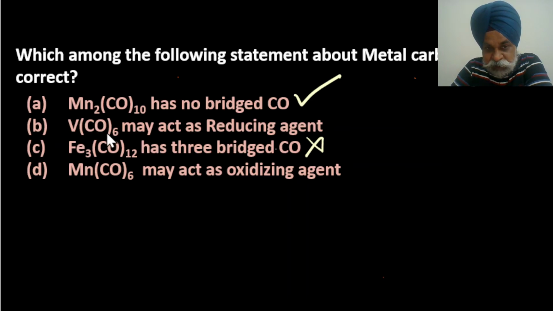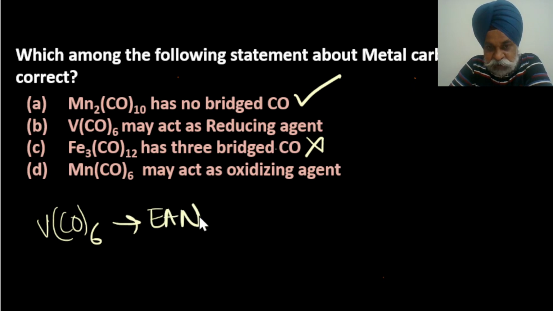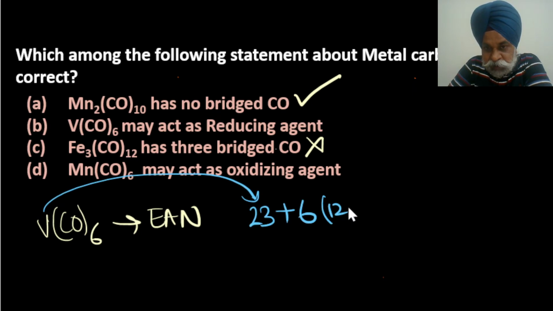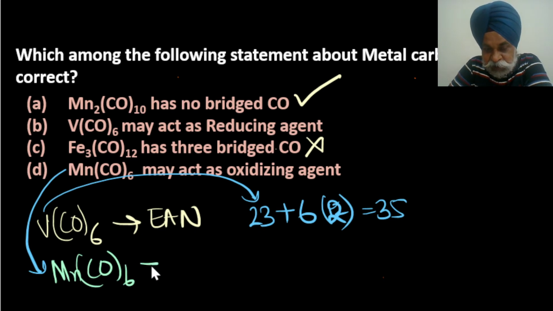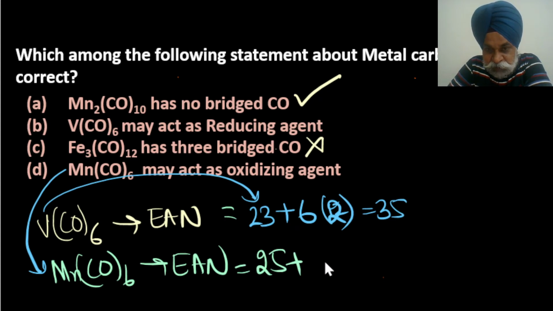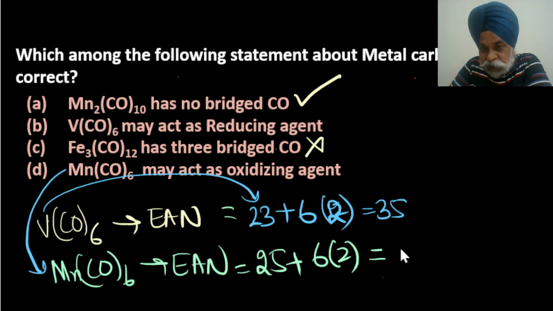So when you talk of vanadium CO6, now if I find its effective atomic number, how much would I get? So vanadium is 23 plus 6 into 2, so 12 plus 23 is 35. And for MnCO6, if I write its effective atomic number, manganese is 25 plus 6 into 2. So this in a way becomes 37.